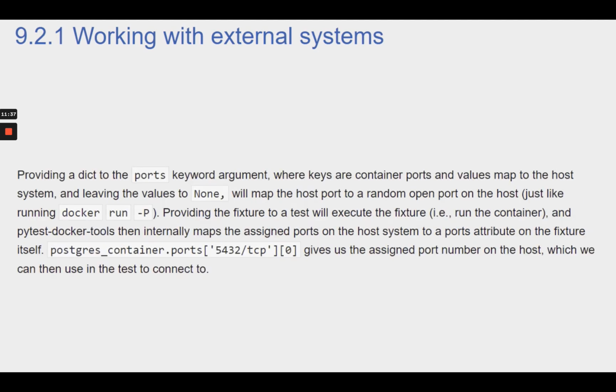Providing a dict to the ports keyword argument, where keys are container ports and values are mapped to the host system, and leaving the values as None, will map the host port to a random open port on the host, just like running docker run -p. Providing the fixture to a test will execute the fixture, that is, run the container, and pytest-docker-tools then internally maps the assigned ports on the host system to a ports attribute on the fixture itself.